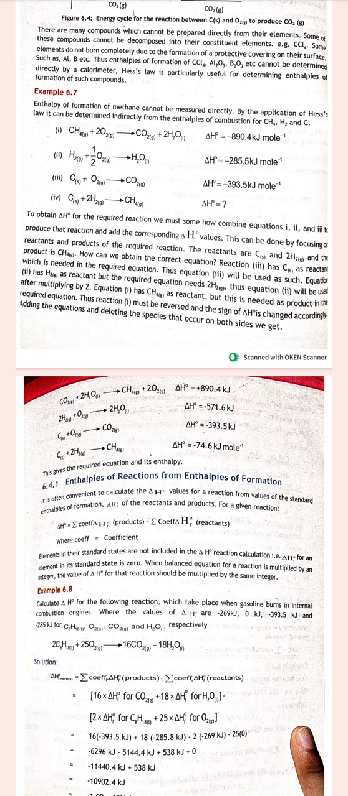In the first equation they reversed the equation, so they also reversed the sign. In the second one, instead of half oxygen we were using, they are using the O2 molecule, and in the product we got 2 moles of water. The third one remains the same. In the fourth one we have the enthalpy change, that is minus 74.6.